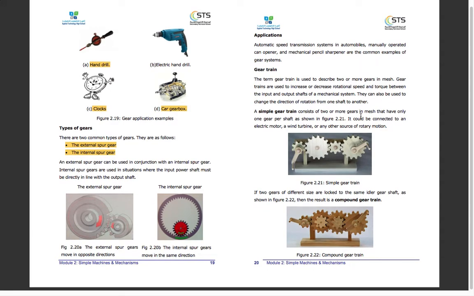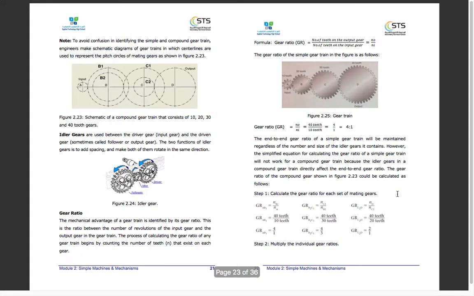There are two types of gear trains that we have studied. A simple gear train, it has only one gear per shaft, and a compound gear train in which you have two gears of different sizes on the same gear shaft. You should know how to find the gear ratio of both types of trains.